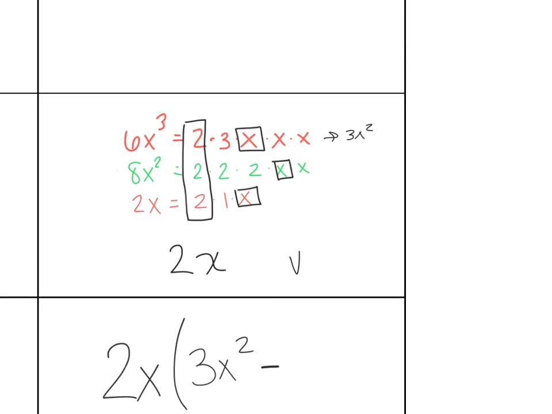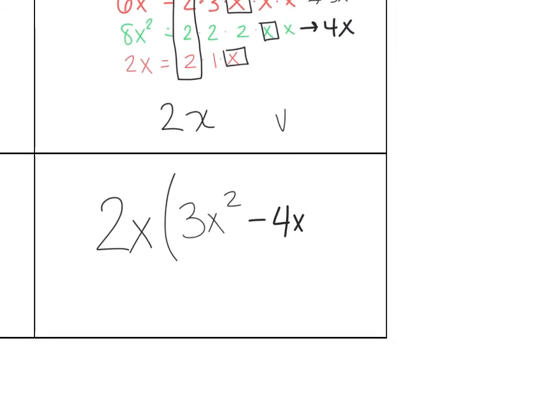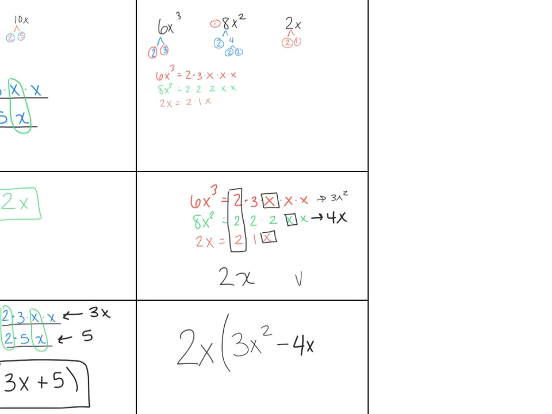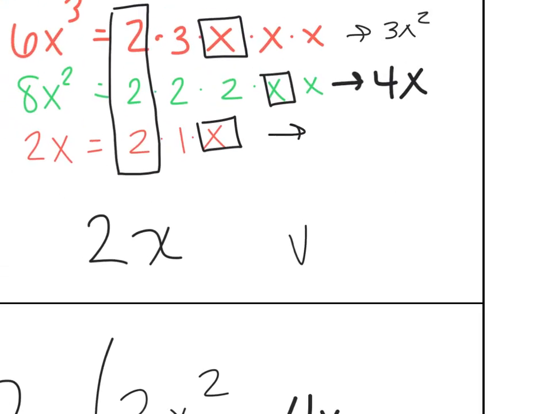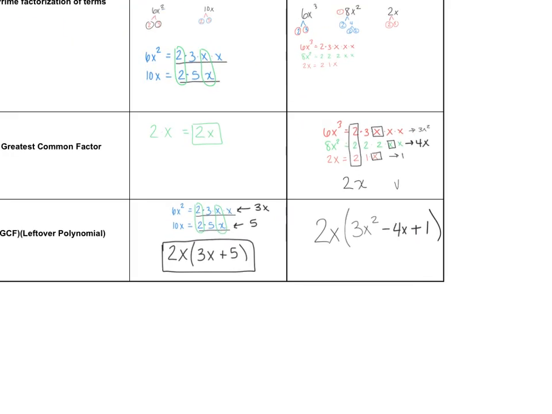My leftovers are 2 times x, which is just 4x. So minus 4x. And then my final piece is positive because of that 2x. So it's just going to be plus 1 because that's my only leftover. And that's your final answer. 2x times 3x squared minus 4x plus 1.